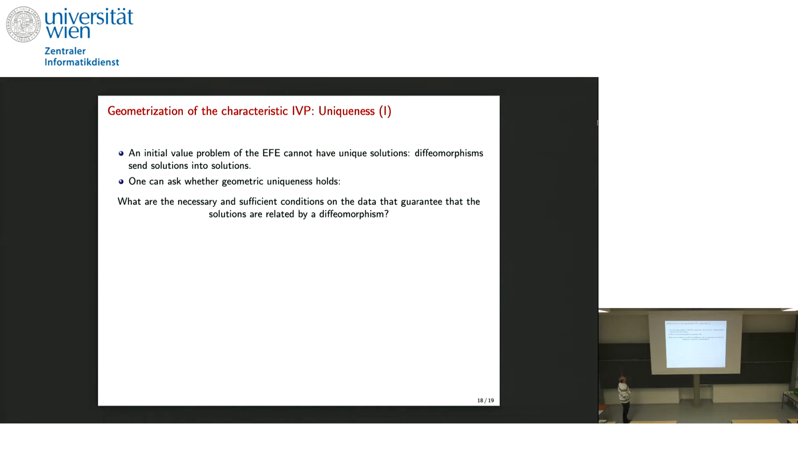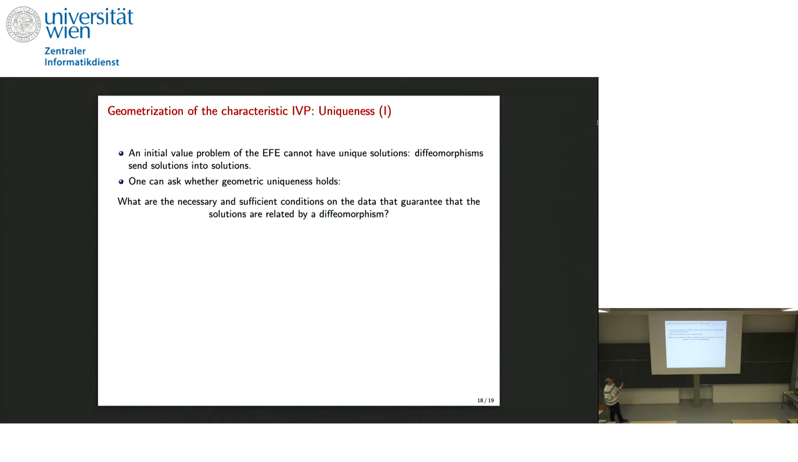Okay, I'm really running out of time, so let me just tell you very briefly about the uniqueness part. You want to ask the following question as well. Of course the solution is never going to be unique, because if I apply a diffeomorphism to the data, I will get another solution of the Einstein vacuum field equations.